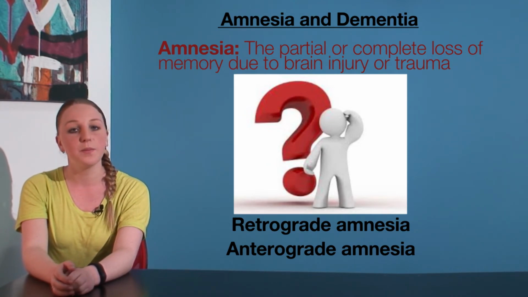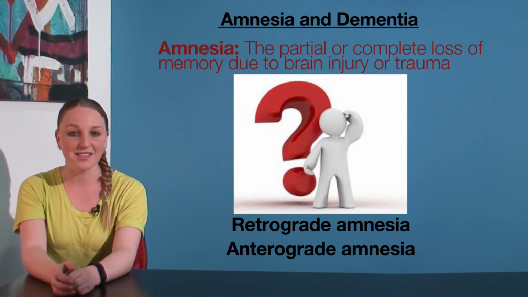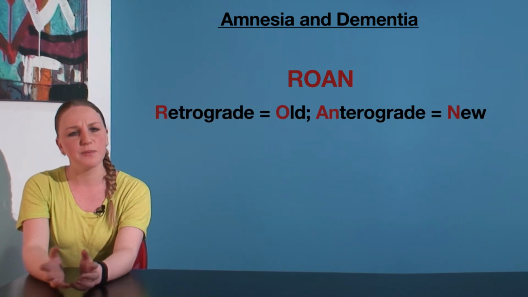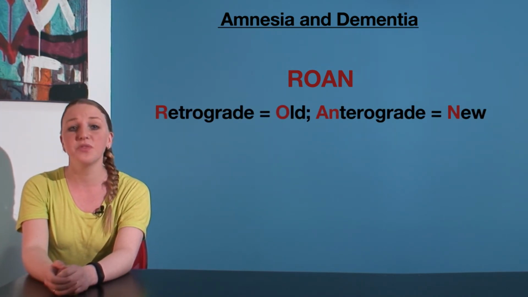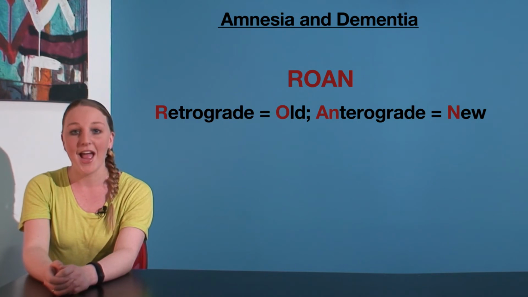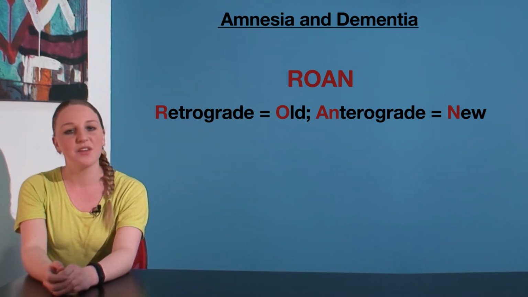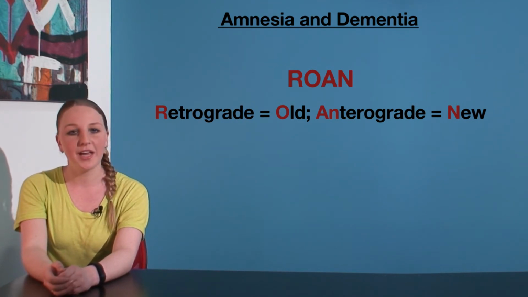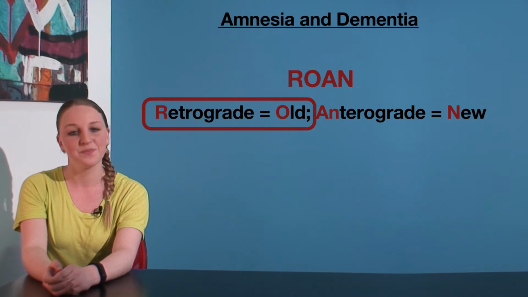So to help us remember which is which, we can use a mnemonic device. In this case, that mnemonic device is ROAN, kind of like grown except without the G. It stands for retrograde equals old, anterograde equals new. And if that doesn't do it for you, feel free to make up a mnemonic device of your own. Now, let's try to work out what ROAN actually means.